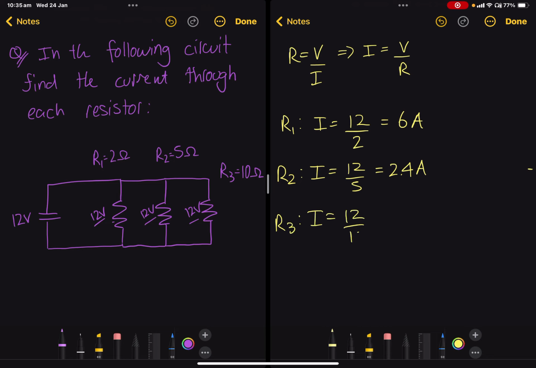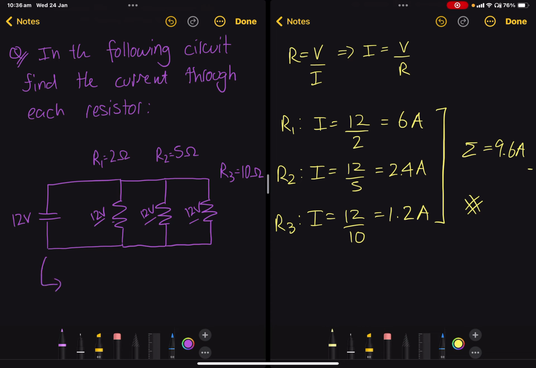And so these are actually our 3 answers: 6, 2.4, 1.2. 6 plus 2.4 is 8.4, plus 1.2 is 9.6. So we have a sum which is equal to 9.6 amps. Now one thing that we might choose to do in this question is confirm this. We can reduce this circuit to a 12-volt circuit which contains a single equivalent resistor.